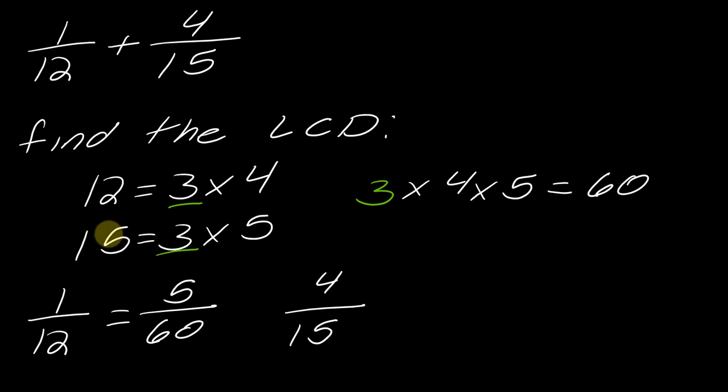Or if I look at how this is multiplied together, this was 3 times 5, and the LCD is 3 times 4 times 5. Either way, what do I have to multiply this by to get to 60? In both cases, you have to multiply it by 4 over 4. And if you multiply all that together, you'll get 16 over 60 as shown.